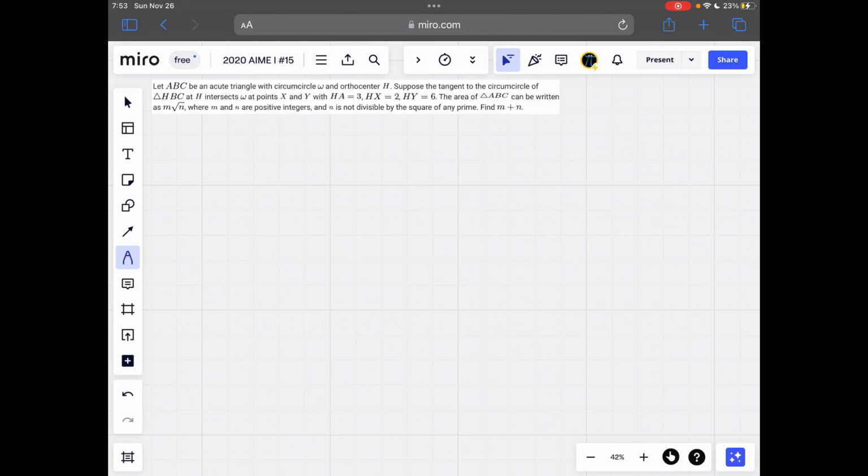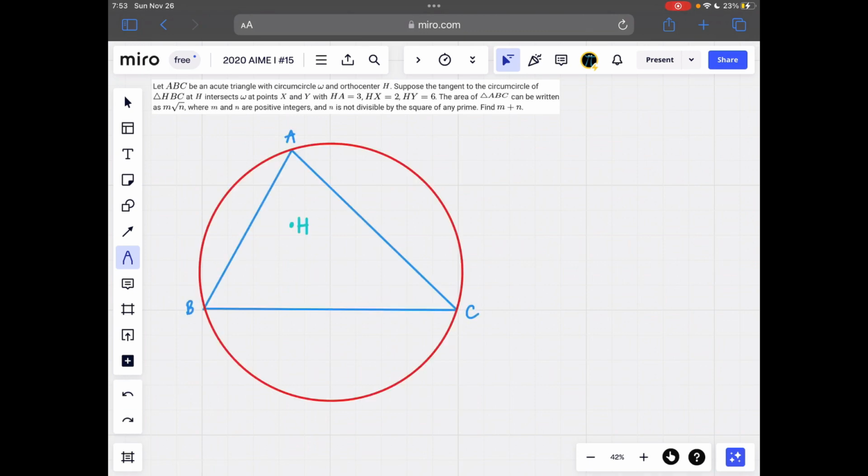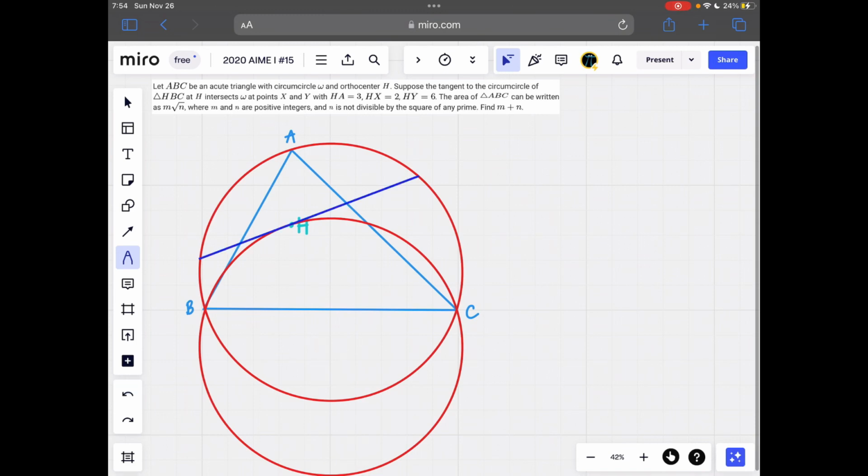Find m plus n. We have triangle ABC, which is an acute triangle with circumcircle omega and orthocenter H. And now we have the circumcircle of triangle HBC, and the tangent to that circumcircle at H intersects omega at points X and Y. And we're given HA equals 3, HX equals 2, and HY equals 6. And we need to find the area of triangle ABC.